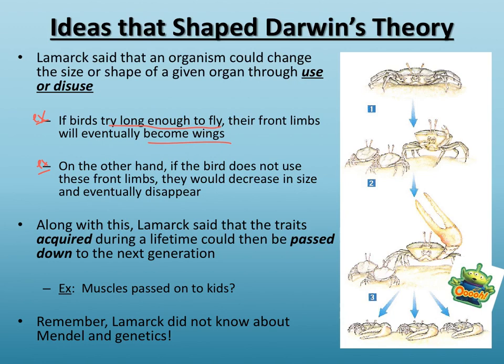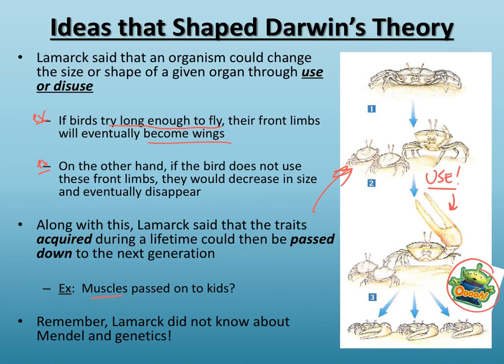Now, again, it was all about acquiring a characteristic and passing it on. So, for instance, this little picture, I like this picture for whatever reason. I always think of the aliens from Toy Story going, ooh, the claw, right? But basically, what Lamarck would suggest is that if this crab uses his claw a whole bunch, it can get bigger and bigger. It's like humans building up muscles, right?